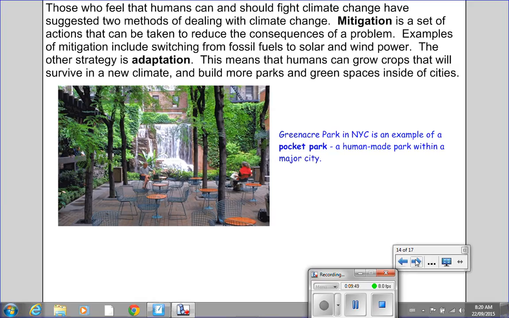This means that humans can grow crops that will survive in the new climate and build more parks and green spaces inside of cities. And here's just one example.